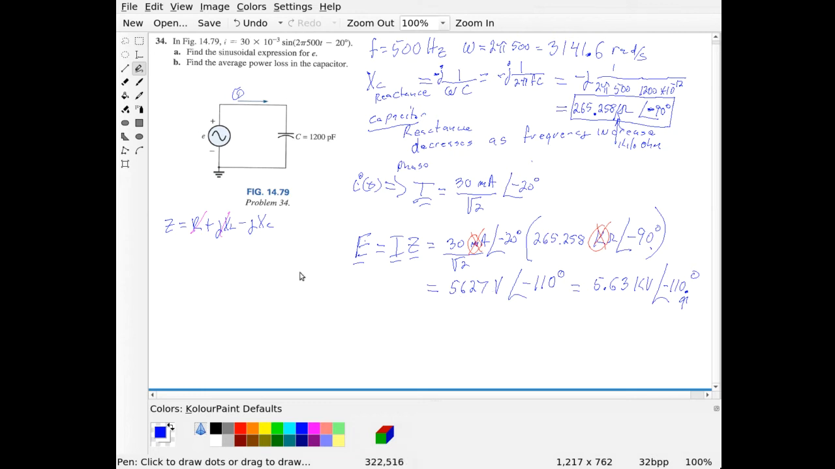Okay. Now that's in the phasor form, so if we wanted to write that as E of t, because up here they're asking us to write it in terms of E of t, we're going to get 5626.462 times the square root of 2 volts times sine of 2 times pi times 500 t, writing it the way they wrote it, minus 110 degrees. I'm just going to write the 4 significant digits there for right now.